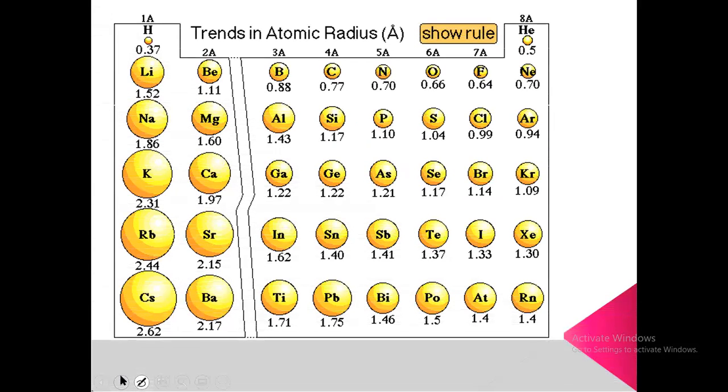This is the structure. If we move sidewise, then we can see very clearly that size is decreasing. And if we move from top to bottom, then this is also very clear, the size of the atom is increasing. If we move from top to bottom, size increases, and if we move from left to right, then size will decrease.